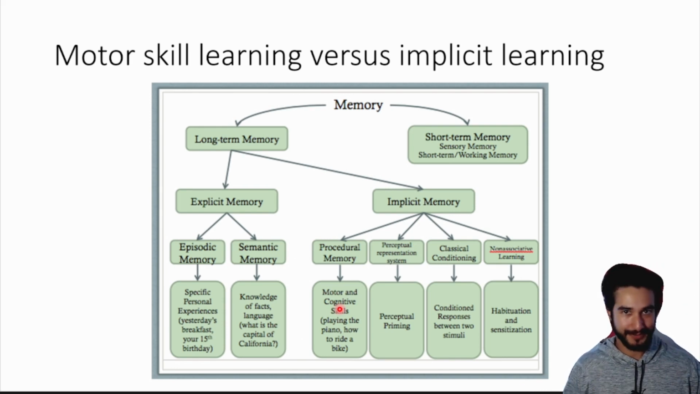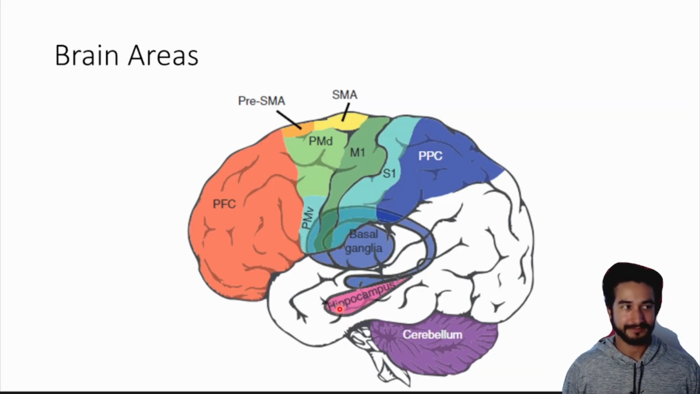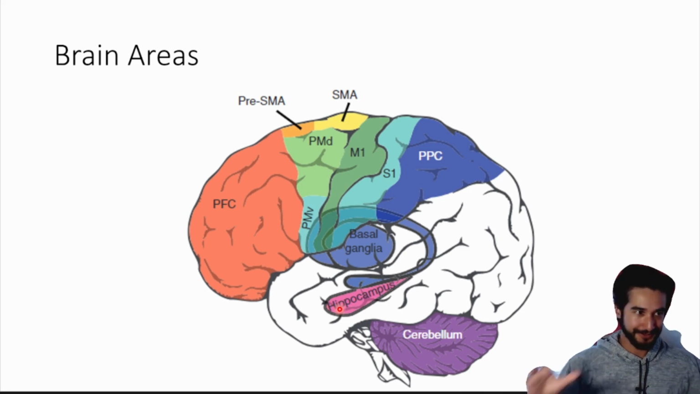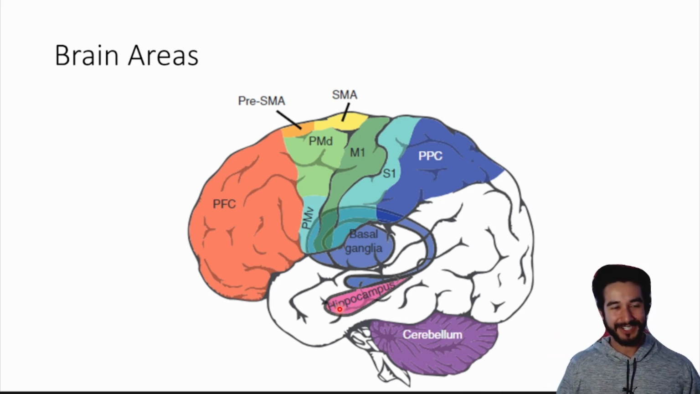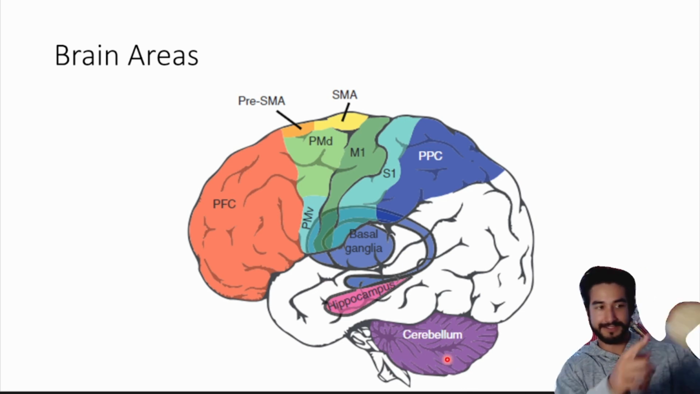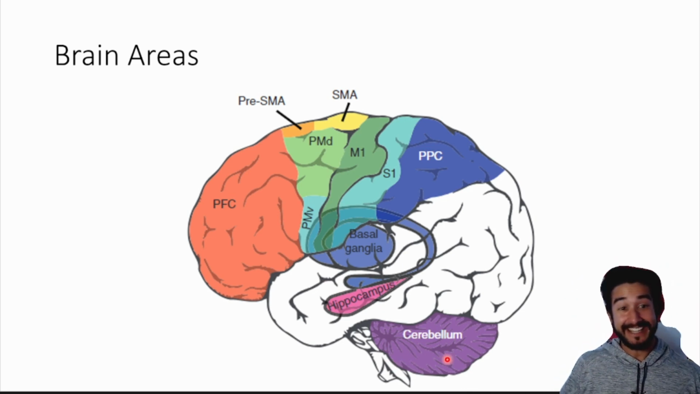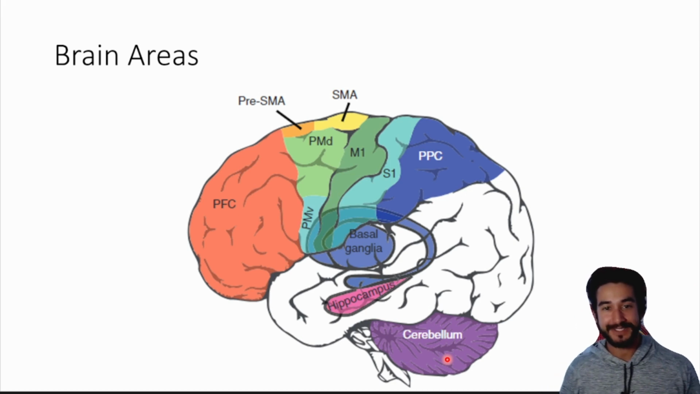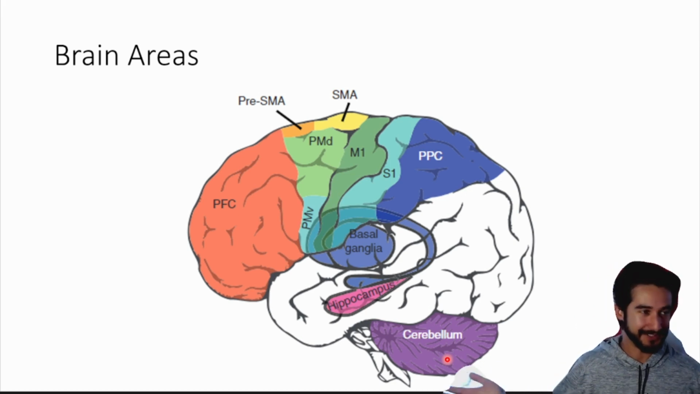So that's kind of why they're grouped together in this graph. All right, so brain areas. As you can see, there's a large part of the cortex and an entire cerebellum down here and down here as well that is dedicated to motor learning and movements. It's obvious that this is pretty complex.